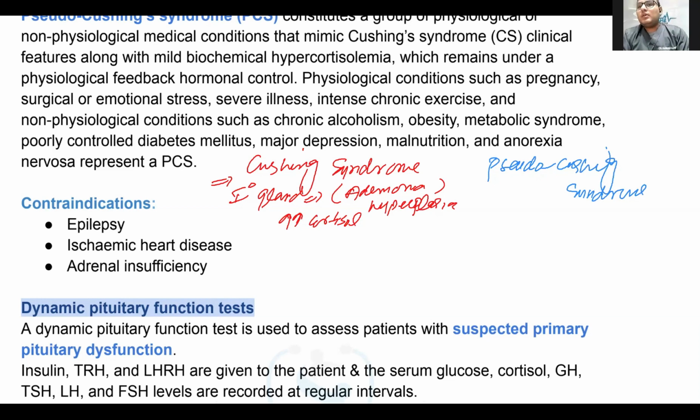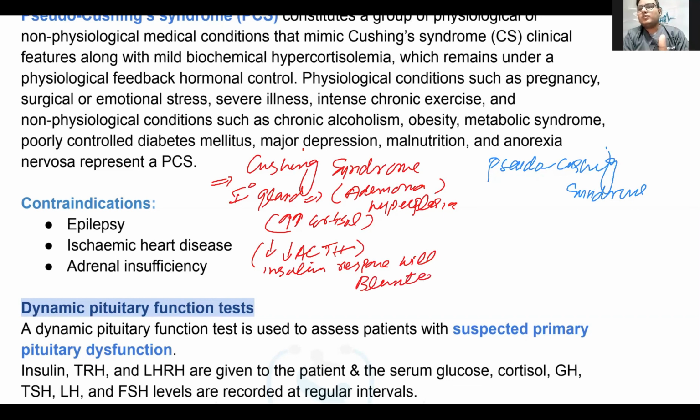So what will happen? A very important point: in Cushing syndrome, the stress response to insulin will be blunted. Why? Because the cortisol is already high, and that cortisol will prevent the anterior pituitary from releasing ACTH. So excess cortisol in Cushing syndrome will have decreased ACTH. So the insulin response will be blunted.